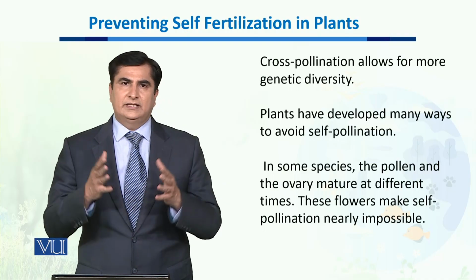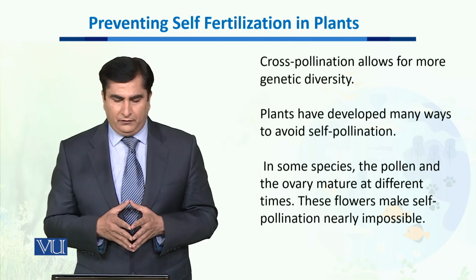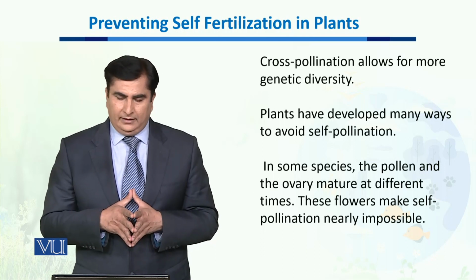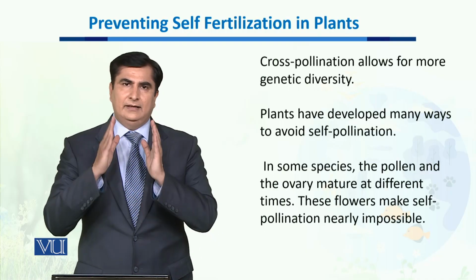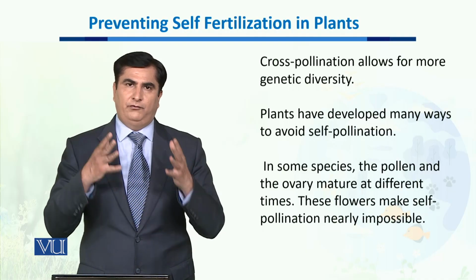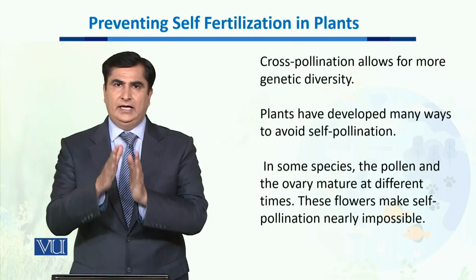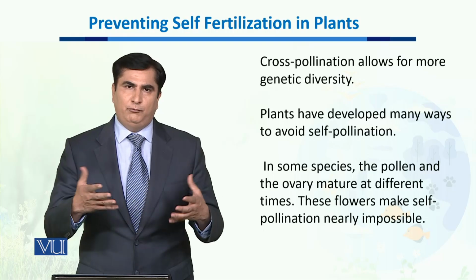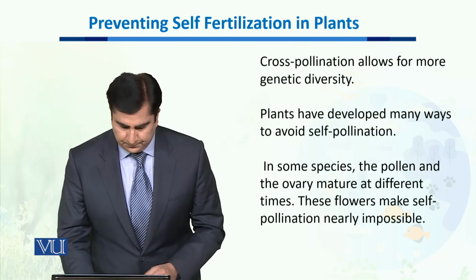For example, in some species, the pollen and the ovary mature at different times, and these flowers make self pollination nearly impossible because the male part or the pollen will mature first, and at that time, the ovary is not ready to accept those pollens. So, self pollination is nearly impossible in this scenario.